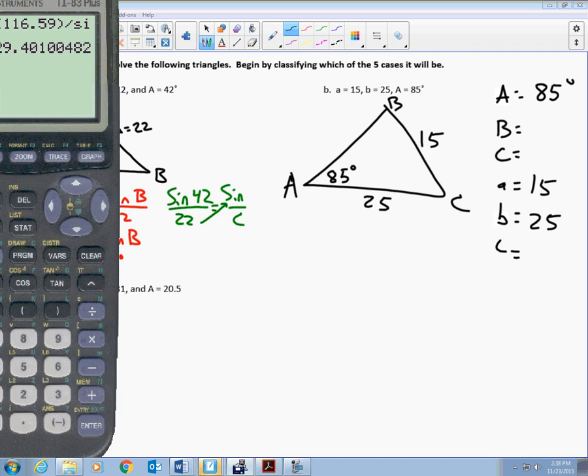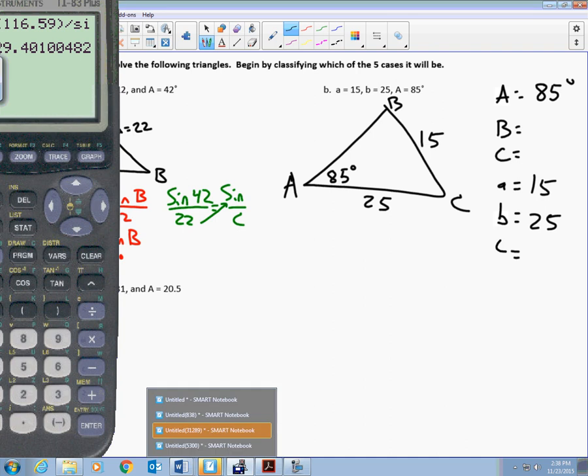I still have a side-side angle. The angle is not included in between. Once again, if 85 would have been sitting over here at C, then it would be an angle-side-angle, or a side-angle-side, and that would be a different solution.